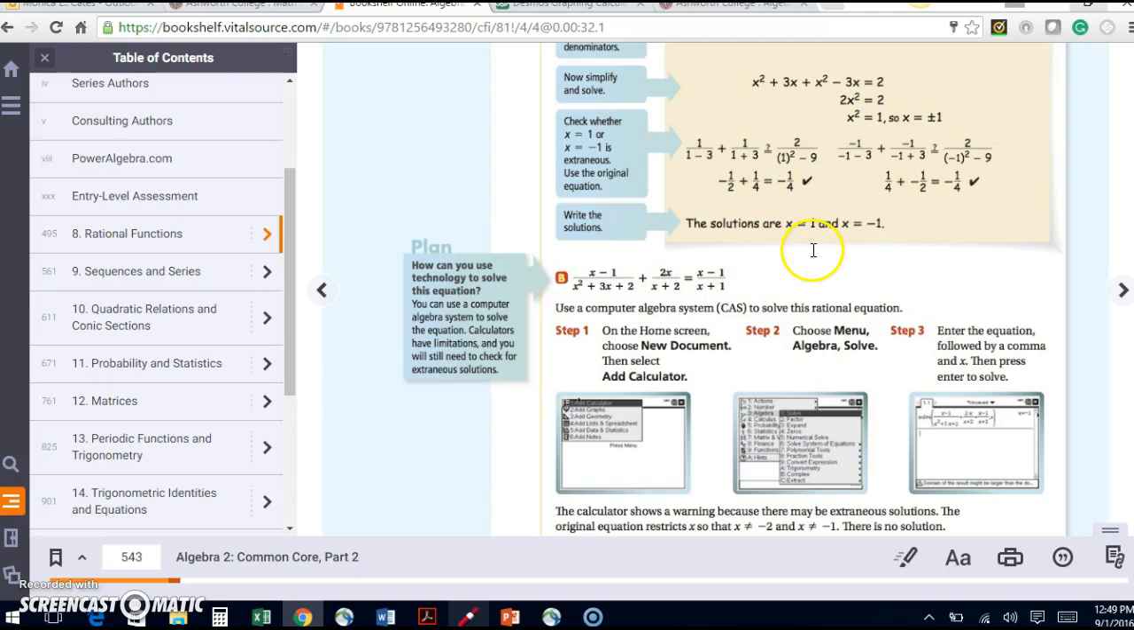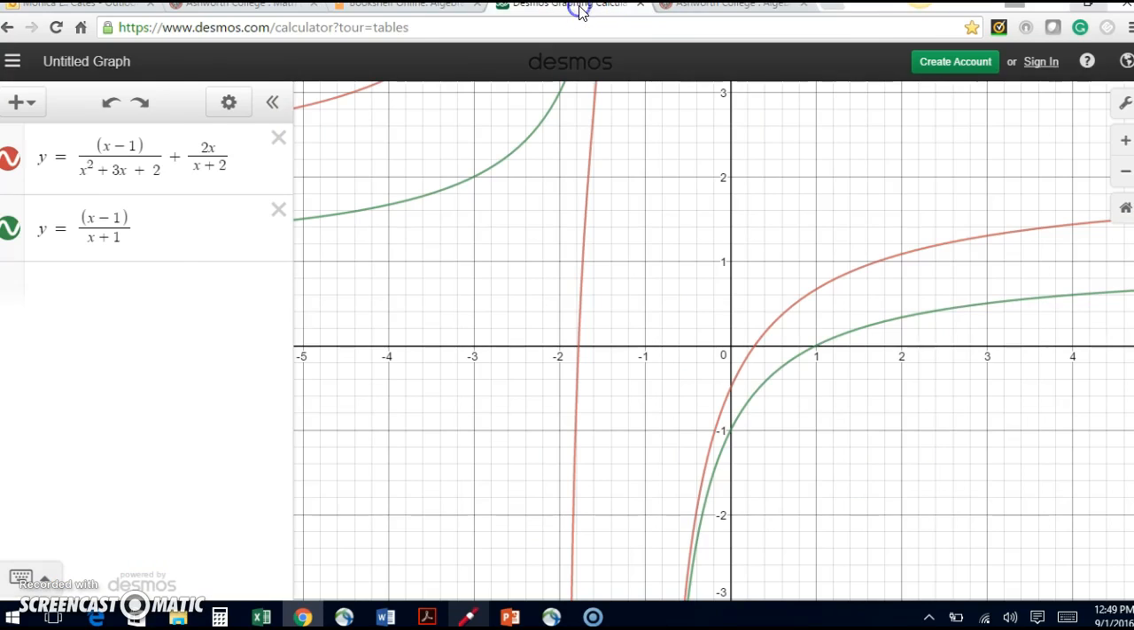I could do the exact same thing that I did up here, but they want us to use a computer. I do not have this type of computer. I do have a graphing calculator, and I did graph it here. So this is the same equation. I want to see where they're equal. My red line represents the left-hand side of the equation. My green line represents the right-hand side, and I want to see where they cross.